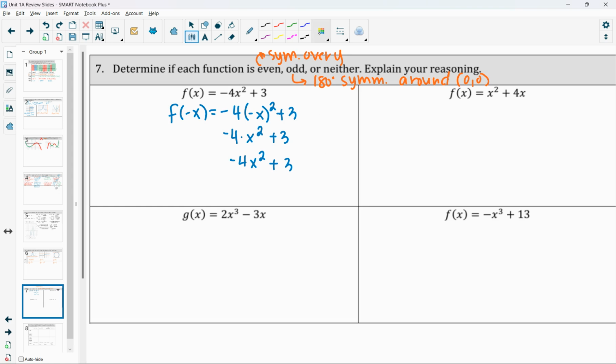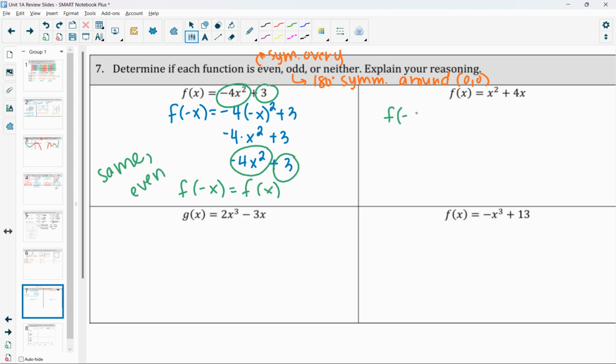And we can see that this first term is the same and this last term is the same. And so then if the terms are the same, then it's even. Okay, because that means that f of negative x equals the original function f of x, and that means even.